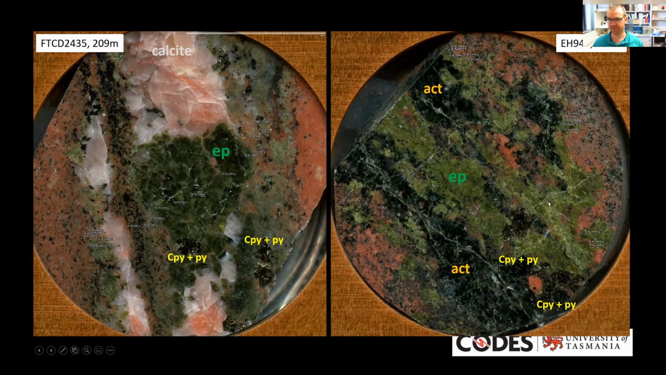And over here on the right, we've got a rock that's somewhat closer to the mine, comes from EH942, but fairly deep down hole. So it's about 500 meters outside the ore shell. Again, an epidote vein cutting through a red rock altered sample with some black actinolite, as well as minor chalcopyrite and pyrite down here in this corner.